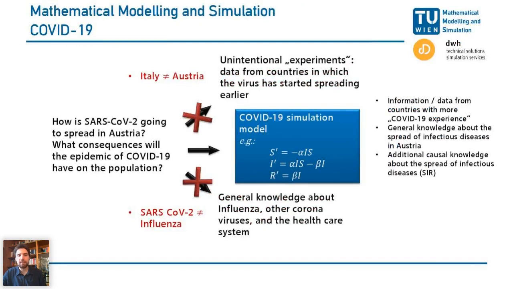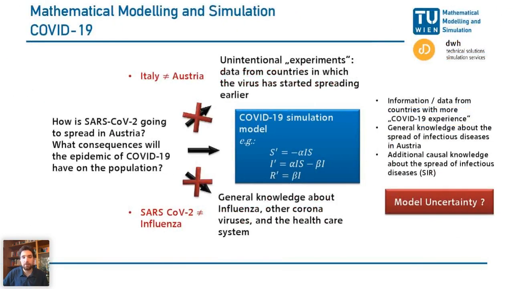simulation model that takes all the information we got, all the information from all the data, from all the experience of other countries, and that needs to include all the information known from infectious spread in Austria, of all the other infectious diseases, of the healthcare system, and so on. And of course, additional causal knowledge about this system and how it works. So that's actually the idea of how modeling and simulation is done, and why it is necessary. Because neither the knowledge about influenza nor the data from other countries is sufficient to give answers on how the virus is going to spread in the new environment.